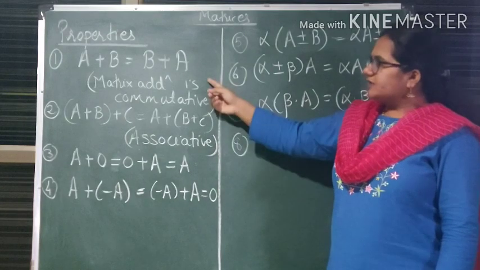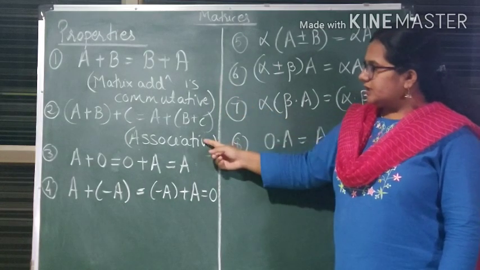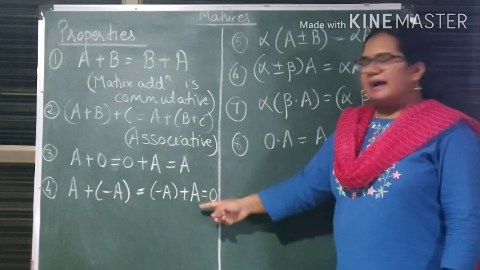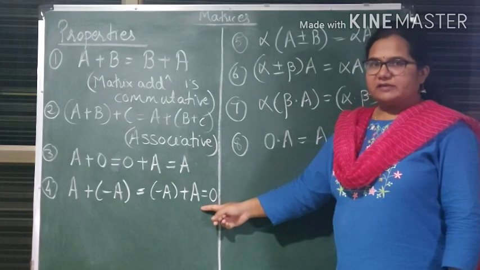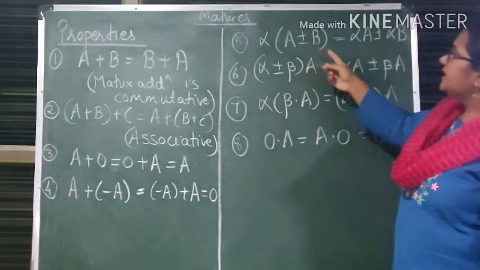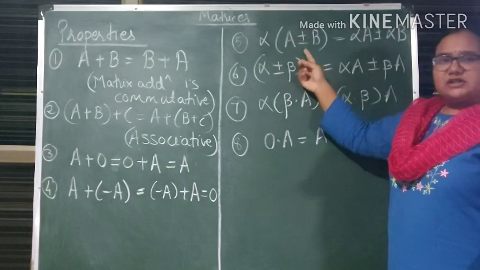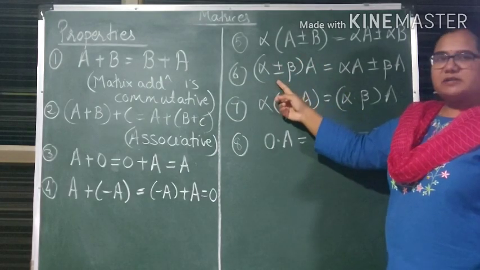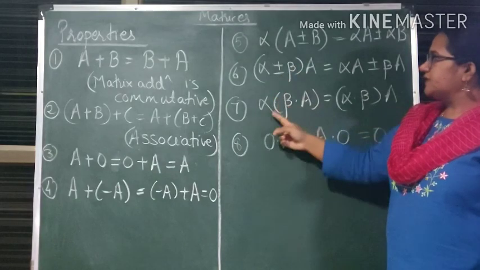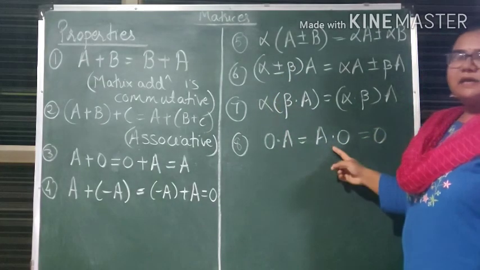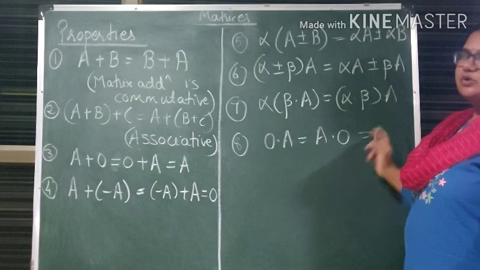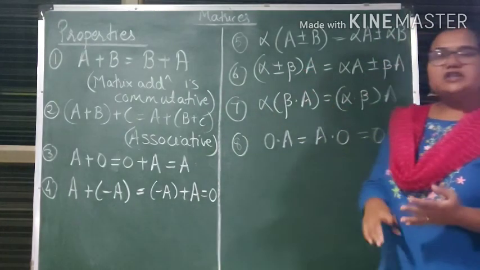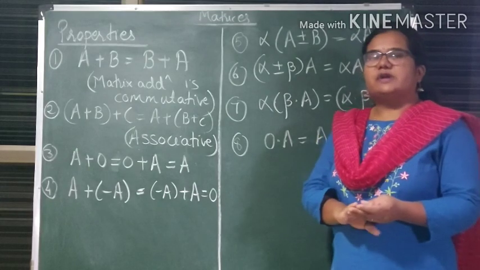Yes. So matrix addition is commutative, it is associative. If you add 0 to a matrix, you are going to get the original matrix. A matrix plus the negative of that matrix is always 0. Then a scalar you can split over addition and subtraction of matrices. A matrix you can split over addition and subtraction of scalars. And if you multiply by a 0 scalar to any matrix, you are going to get a 0 matrix. So these are a few properties based on addition and scalar multiplication of matrices.